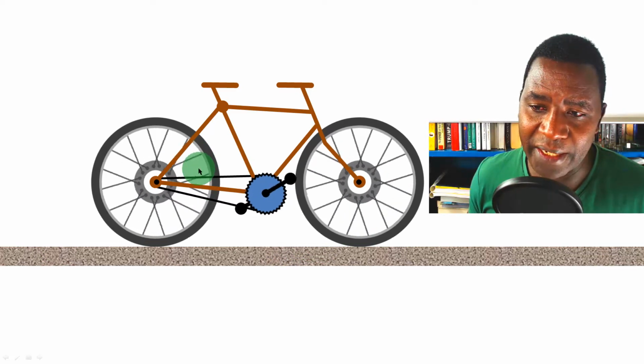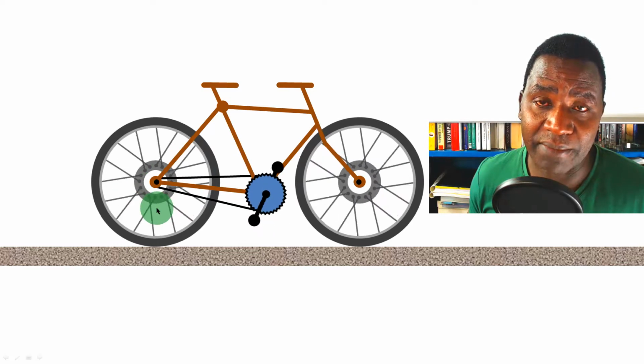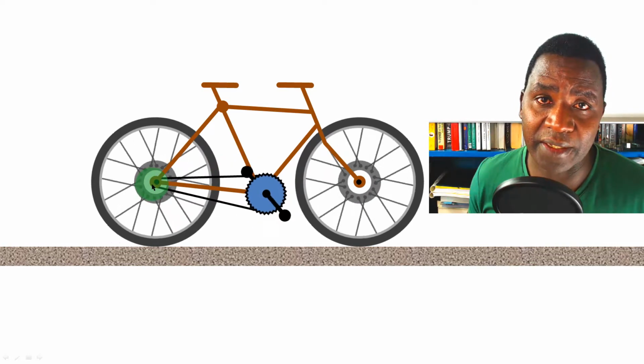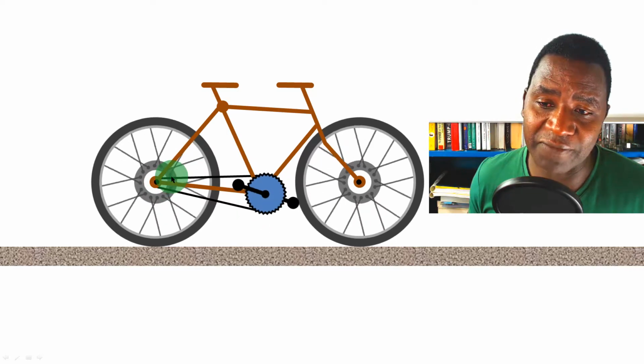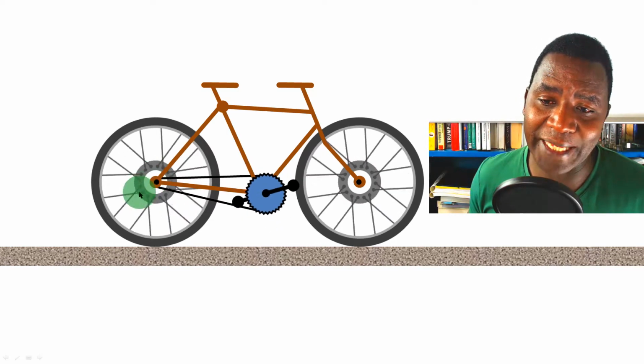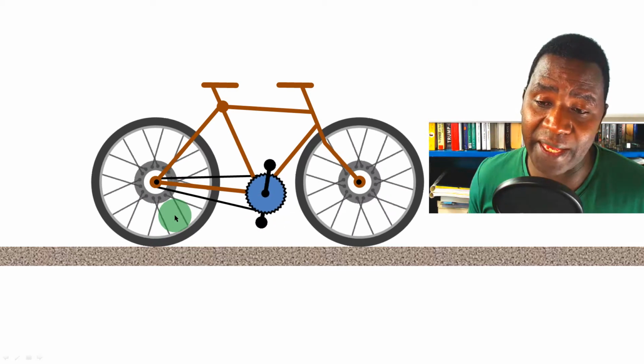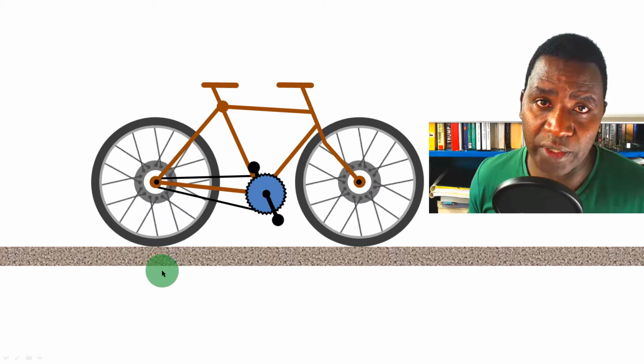The bicycle makes contact with the road at this point and at this point. The rear tire is the driving tire because we know this chain is connected to the driving tire. So we are going to concern ourselves with the forces which are exerted on the driving tire, or the forces which the driving tire exerts on the road.